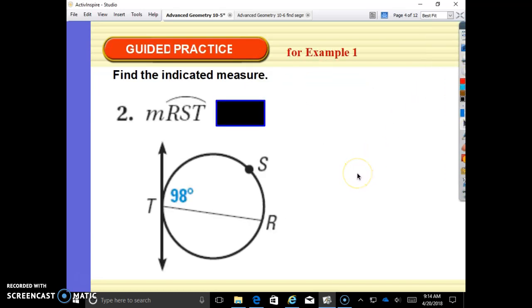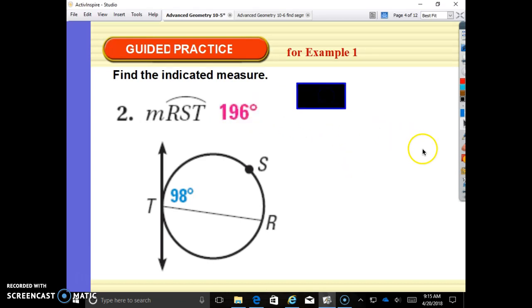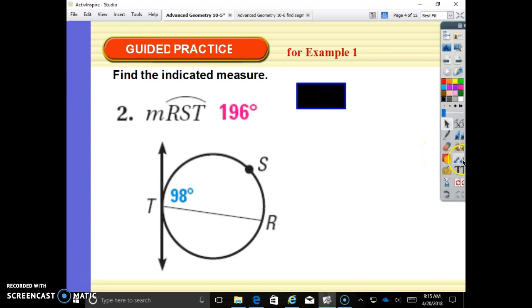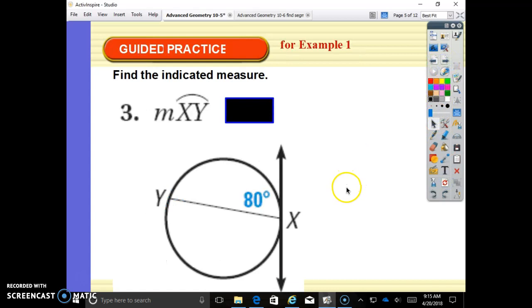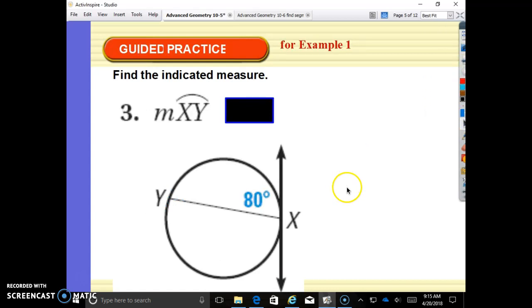If the angle is 98 degrees, what is arc RST? Good job. 196. I think you said 186, so I think you had a little mental math error, but it's 196. The measure of arc XY. 80 times 2, which is 160. Good job.